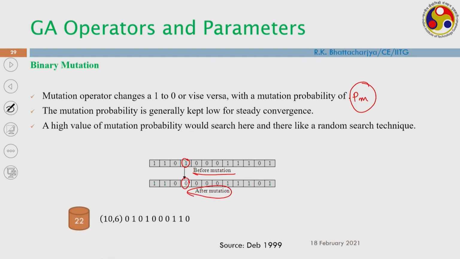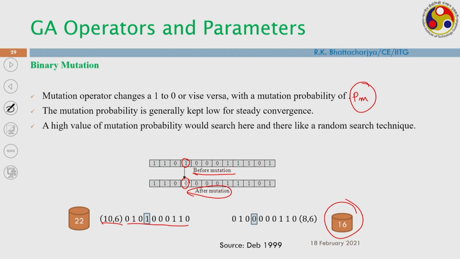So, let me take this example problem. Here the solution is 10 6 and this is the chromosome we have, and then suppose you are mutating the 4th bit. The 4th bit was 1, then it will be 0 now, and whatever new solution you are getting, the objective function value, or cost, is 16. So, you are getting some better solution after mutation.